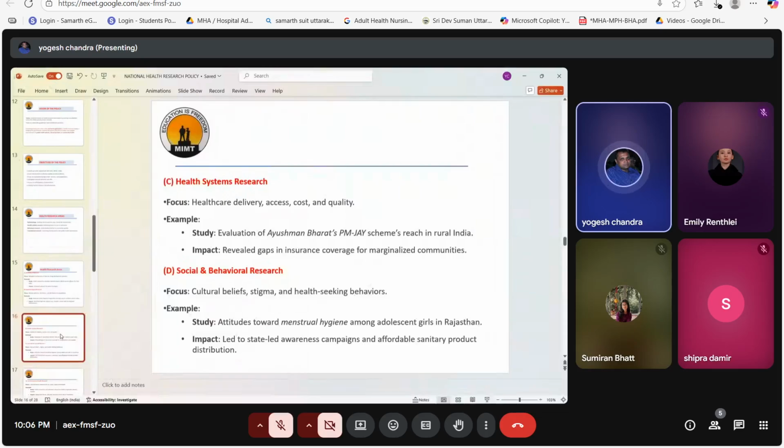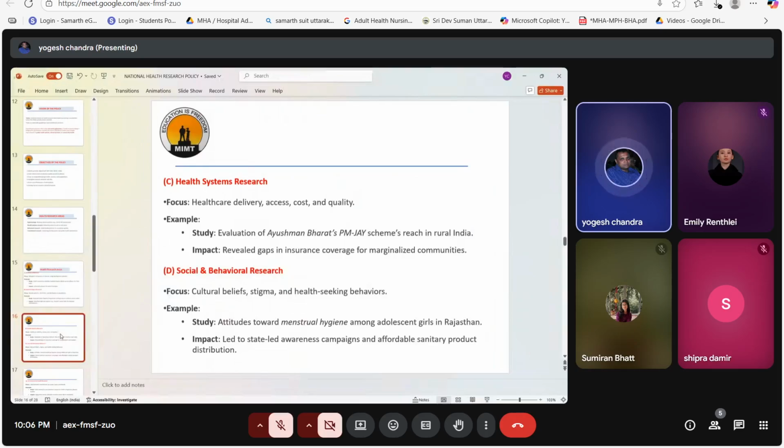Okay, and based on that, suppose we find this result that the marginalized and vulnerable population are not getting the benefit of this Ayushman Bharat PMJAY. So we will try to pull them into the system, or do whatever is required as a public health professional.